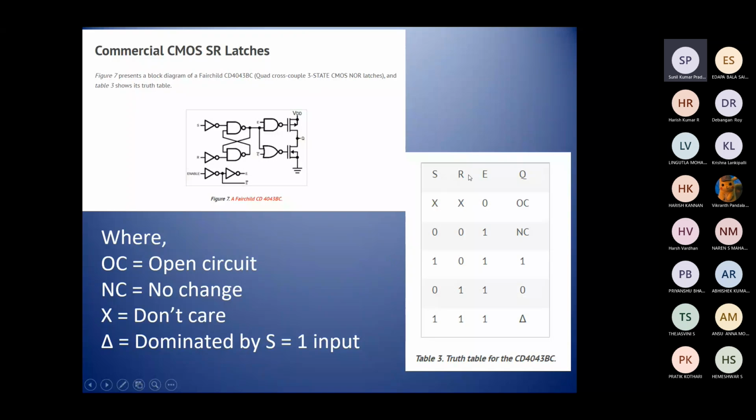So this is the set input, E, and the Q output. But what is OC here? Open circuit. NC means no change here. X means don't care, and this dial is dominated by S equal to one input.